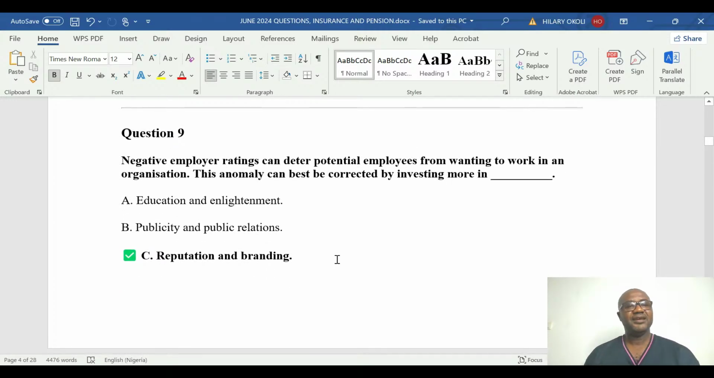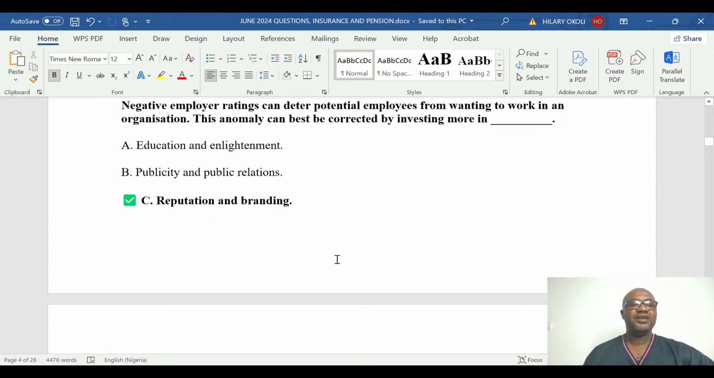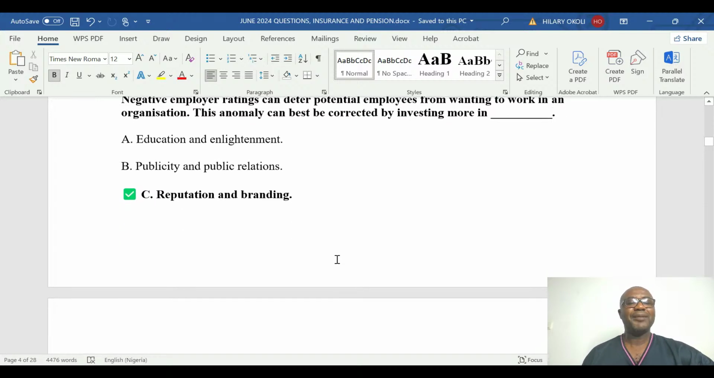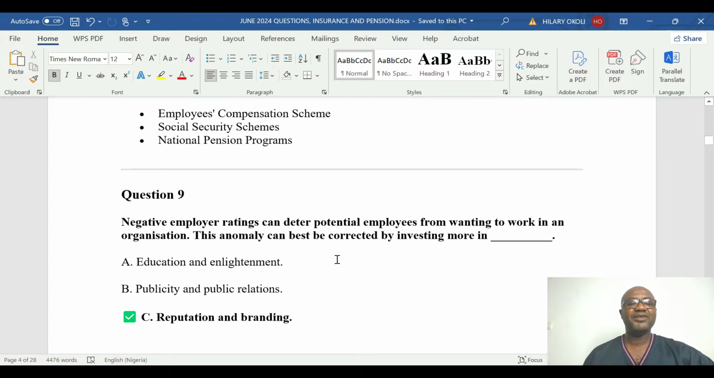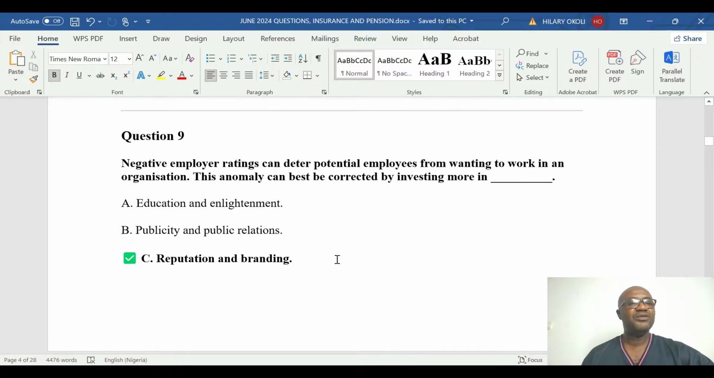Number 9, negative employer ratings can deter potential employees from wanting to work in an organization. This anomaly can best be corrected by investing more in what? Of course, it is C, investing in reputation and branding. If your workplace doesn't have a good name, or where you intended to go and work doesn't have a good name, you have to rebrand or show reputation.